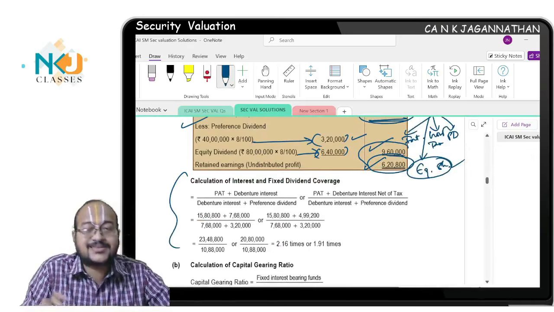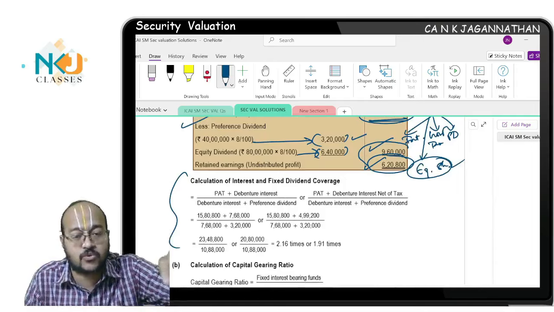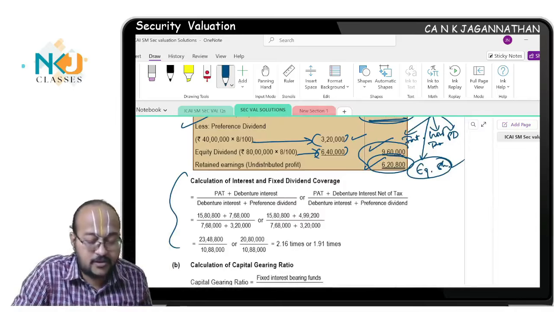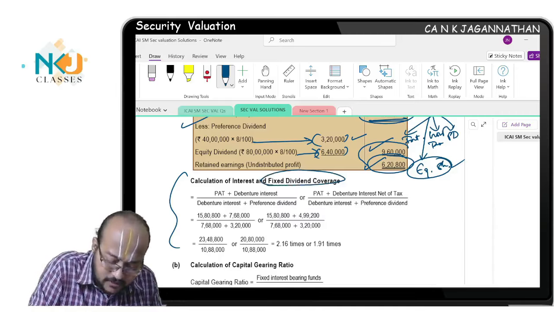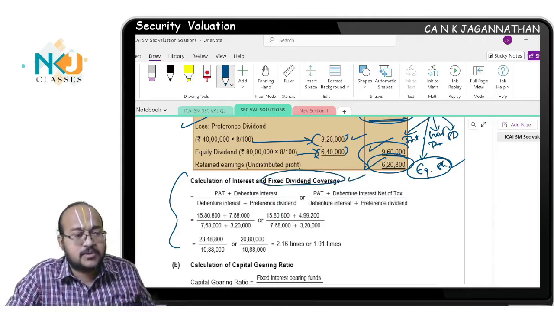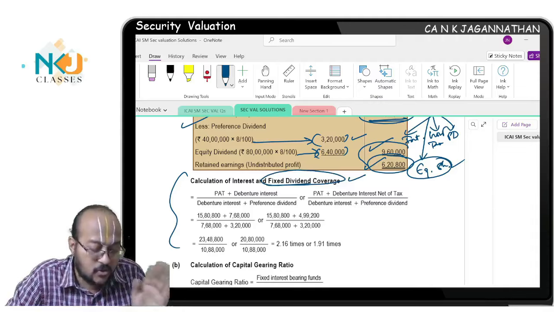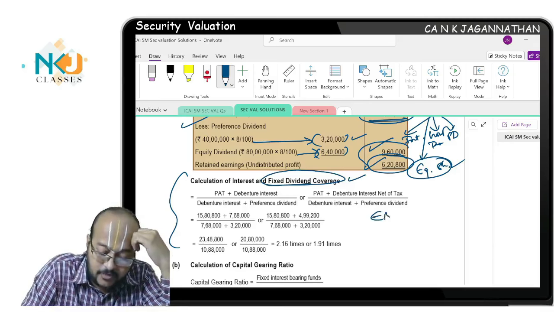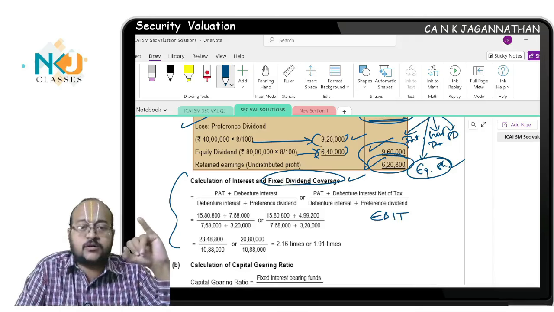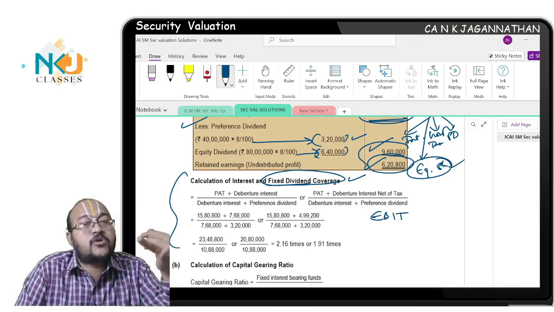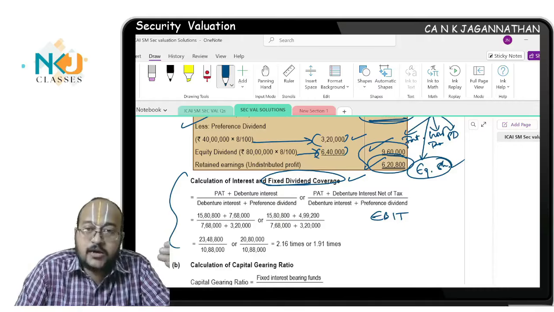First, compute the interest and fixed dividend coverage ratio. Very simple. We already know how to compute the interest coverage ratio. The new thing is the fixed dividend coverage. What is the amount which would cover interest as well as dividend? If I take EBAT, which belongs to these four parties, it will cover the interest portion and the dividend portion, but it will also cover the tax portion. But that we don't require.